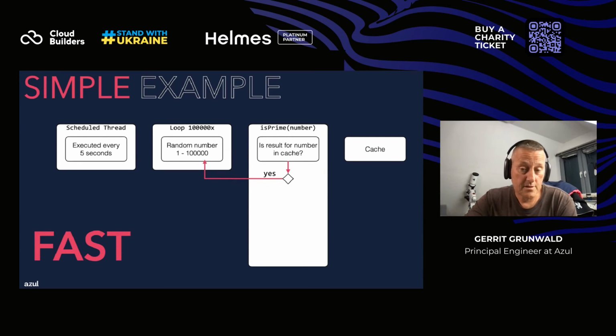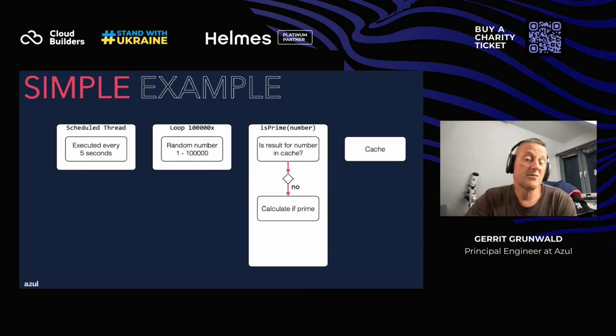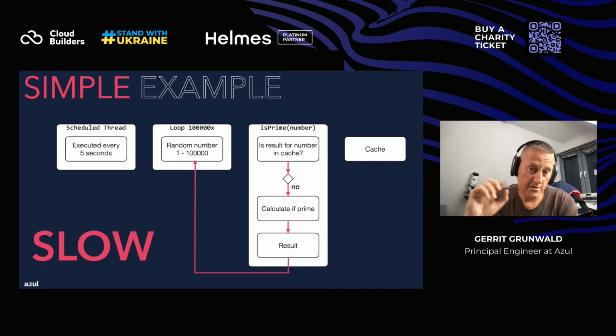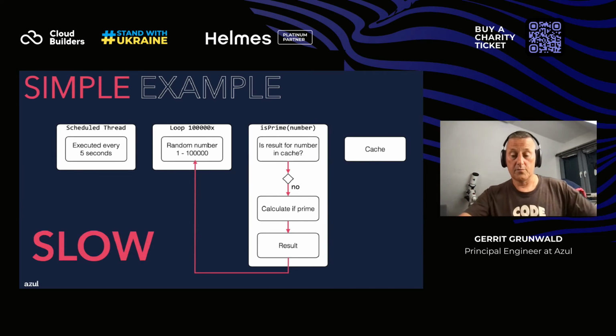And this is quite fast because it goes directly from memory. If it's not in the cache, then it has to calculate for each number, is it prime, get the result, store it in the cache, and then return it, which is, of course, slower than the first way.